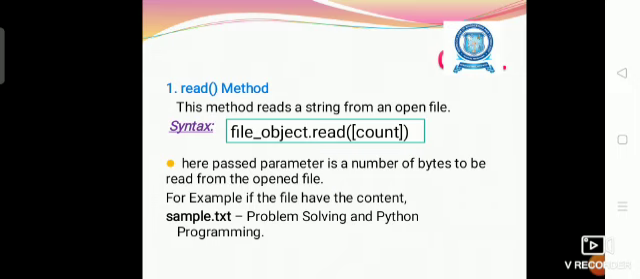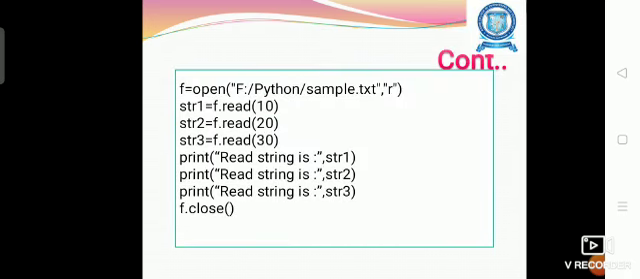Here the count represents the number of bytes to be read from the opened file. So we can mention the number of characters we want to read from the file as a parameter of the read method. For example, we are going to see one file, sample.txt, having the text content "problem solving and Python programming". And now we are going to read the file.